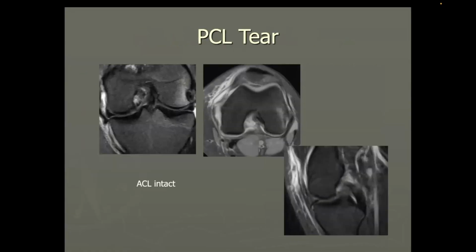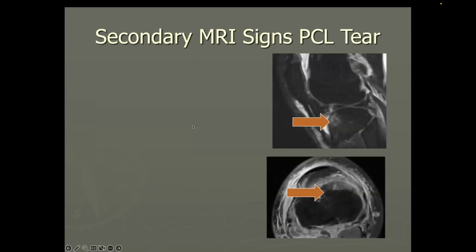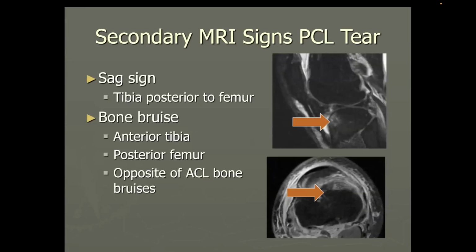Here we have the ACL is intact, but here you see the bone bruising pattern of a PCL injury, right? And here's your avulsion of the PCL. So oftentimes medial femoral condyle. And you'll see anterior tibial bone bruising, most typically with a PCL tear. So you'll see a sag sign, bone bruising, posterior femur, anterior tibia. It's opposite of the ACL.